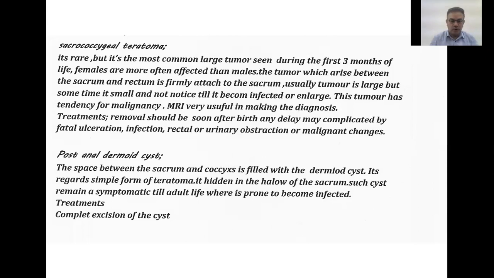Another congenital abnormality, post-anal dermoid cyst. The space between the sacrum and coccyx is filled with the dermoid cyst. It is regarded as a simple form of teratoma. It's hidden in a hollow of the sacrum. Such cysts remain asymptomatic till adult life, when they are prone to become infected and complicated. Treatment is surgical excision of the cyst.